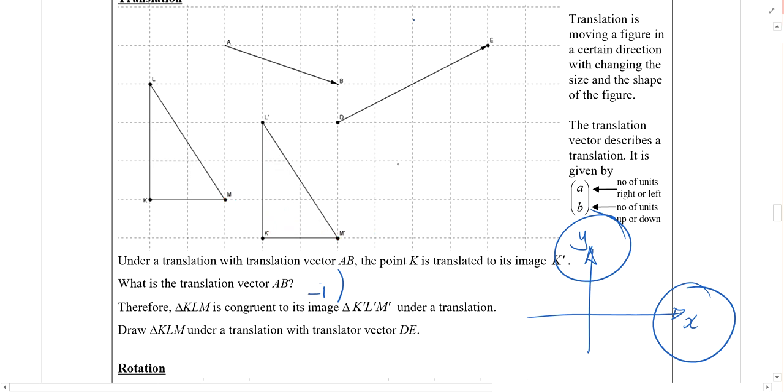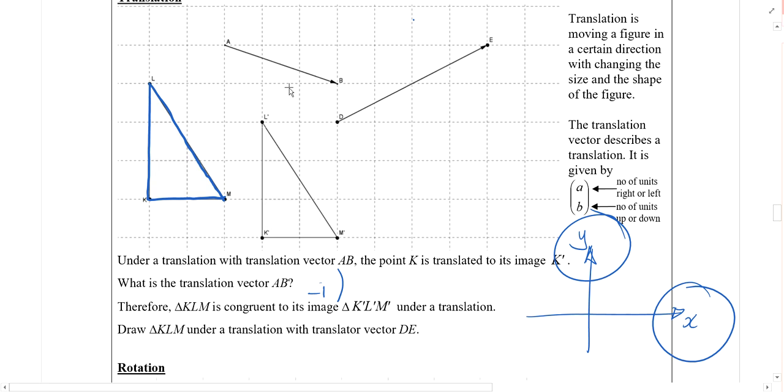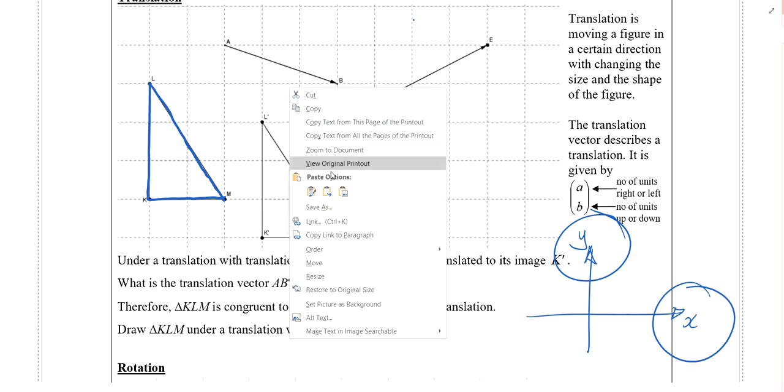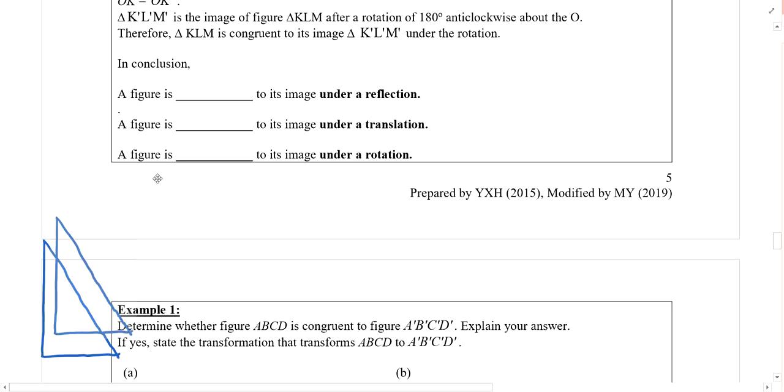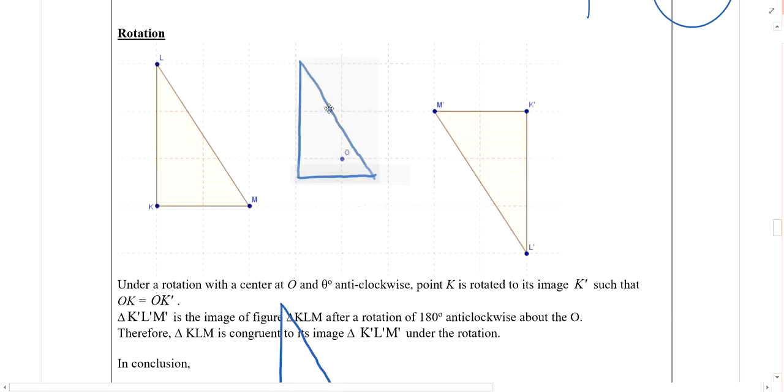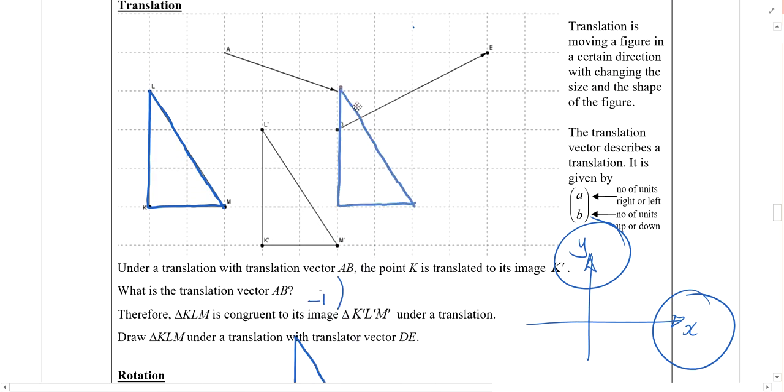Okay, now I'm going to show you what this means without all the confusion. Since I'm using a laptop, I am now going to copy and paste it. Okay, suppose I put it over here. Can you name me the translation vector? This is the original.